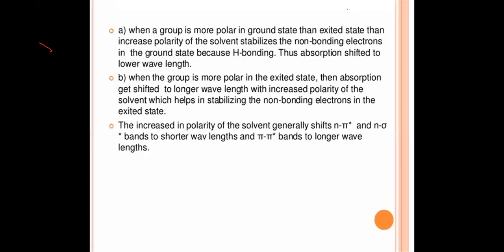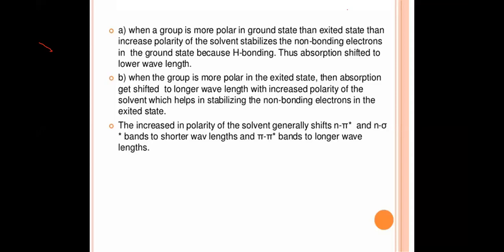So again, coming to our main topic, that is ultraviolet spectroscopy. What is the theory involved behind UV spectroscopy? As it is now very clear to you, saturation and unsaturation are very well detected by ultraviolet spectroscopy. So when a group is more polar in the ground state than the excited state. So how do we identify whether there is a presence of unsaturated groups or saturated groups?